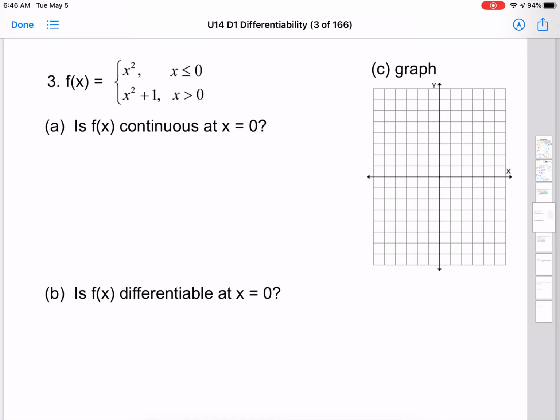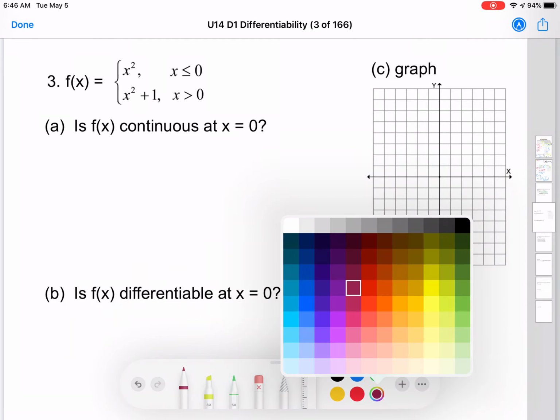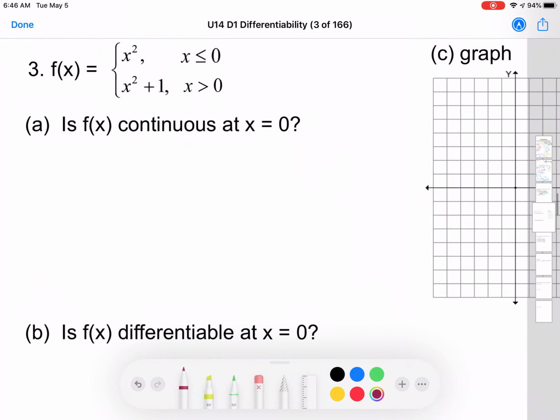So we have a piecewise function. I want to know, is it continuous at x equals 0? So the first thing we'll do is we will find out if our continuity test works. So we'll find if there's a function value at 0. So I would plug into this piece of the domain. We get 0, so that works.